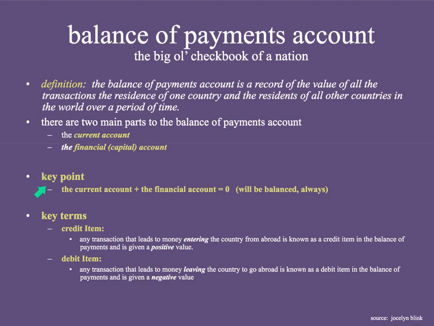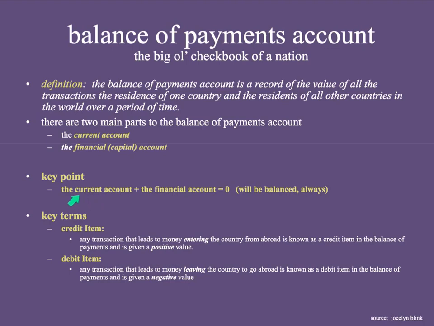Okay, so the key point here, just layering this in, don't worry about having total understanding yet. A key point to remember is the current account plus the financial account will always equal zero. It'll be balanced. That's why it's called balance of payments. Then you know that probably one of these is going to be a positive number and one of these is going to be a negative number. Otherwise, they can't equal zero. Otherwise, it wouldn't be balanced.